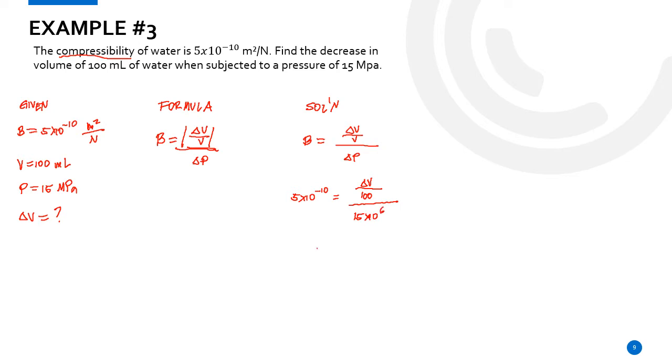Okay? So our delta V here is equal to, times, okay. So, the answer is 0.75 ml. Okay? Got it.